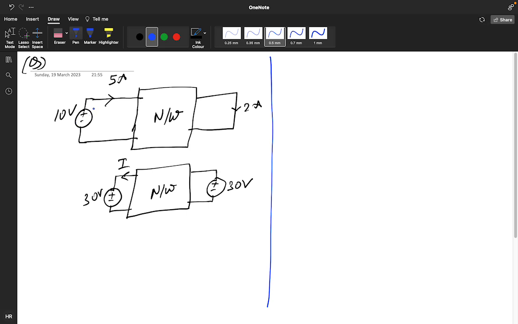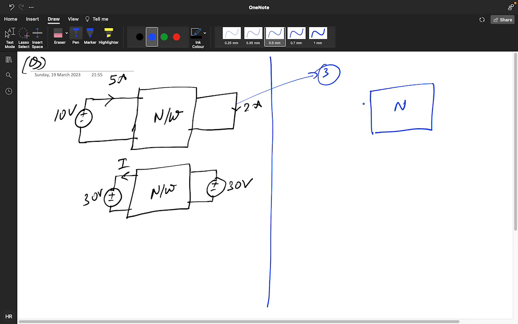Okay, first make this 5 as 30. So if you want to make it 30, you have to multiply it with 3. This will be the network. So you are getting positive, negative, 30 volt, 30 volt, 15 ampere, and 6 ampere. Okay, now what do you need to do?